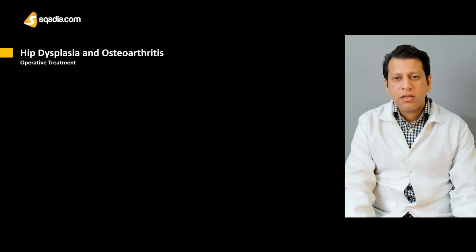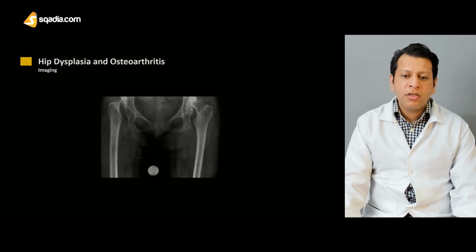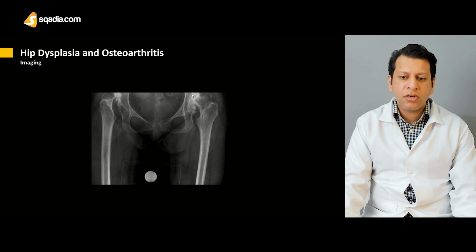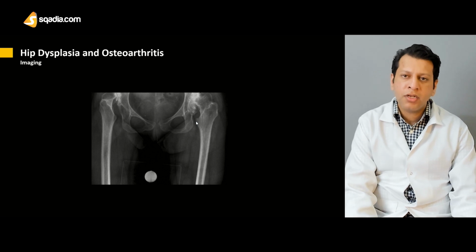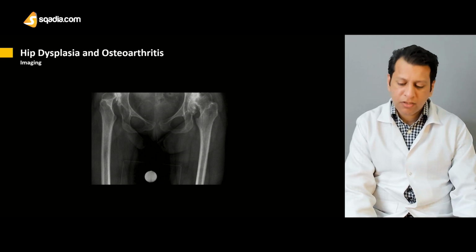Now, usually if you see this, there is marked degeneration, reduced joint space, sclerosis, subchondral cyst, the head is deformed, you probably require some form of surgical treatment. This cannot be corrected with just conservative treatment.